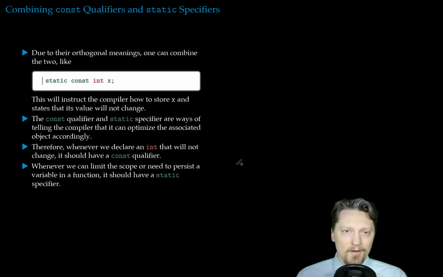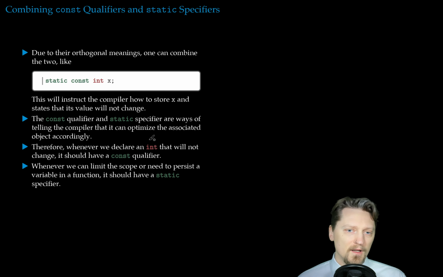Combining const qualifiers and static specifiers. Due to their orthogonal meanings, one can combine the two, like static const int x. This will instruct the compiler how to store x and states that its value will not be changed by the program. The const qualifier and static specifier are ways of telling the compiler that it can optimize the associated object accordingly.